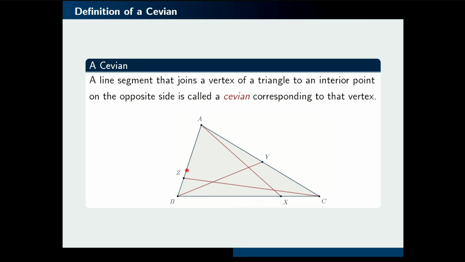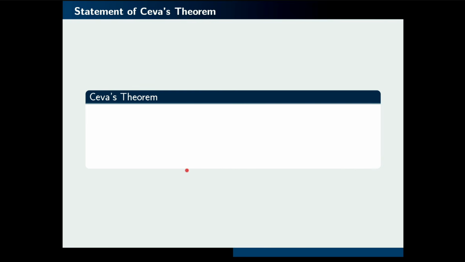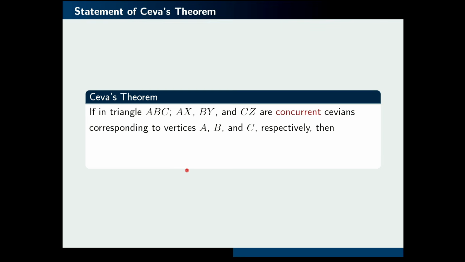Okay, now using this notion, I will be able to state Ceva's theorem. Ceva's theorem actually is this. If in triangle ABC, AX, BY, and CZ are concurrent Cevians, corresponding to vertices A, B, and C respectively, then this very nice relation holds. The ratio of BX over XC multiplied by CY over YA multiplied by AZ over ZB is exactly equal to 1. Okay? So let us now go to the board and discuss a proof for this theorem.